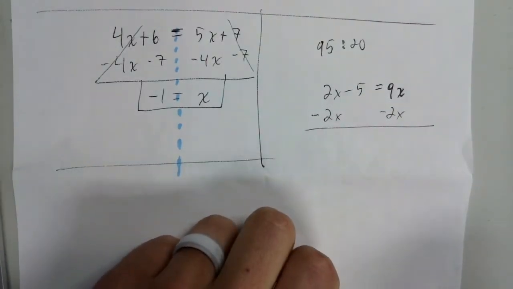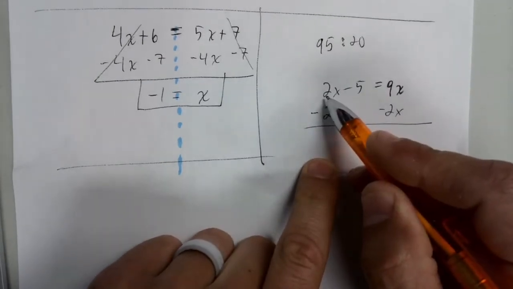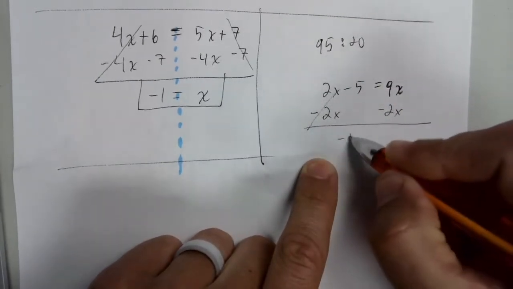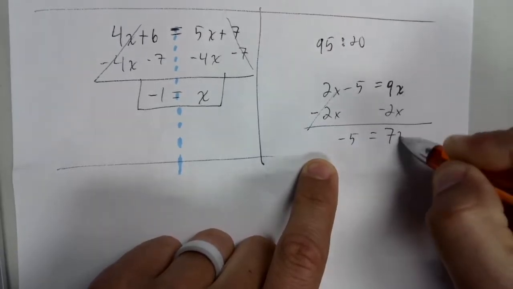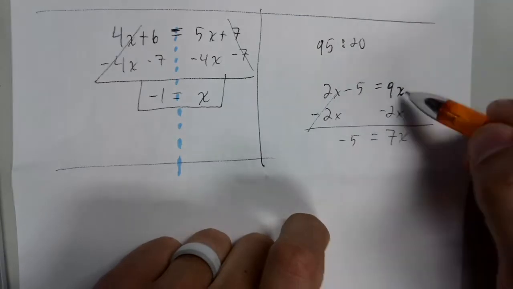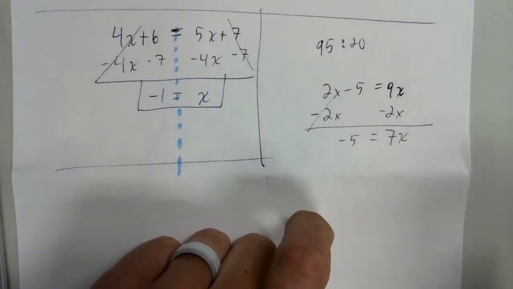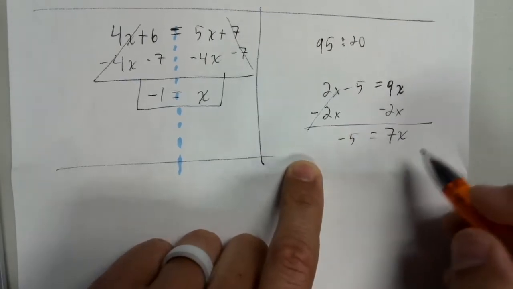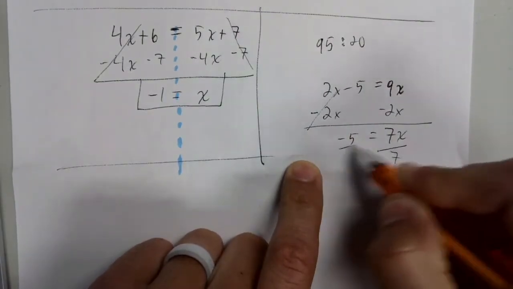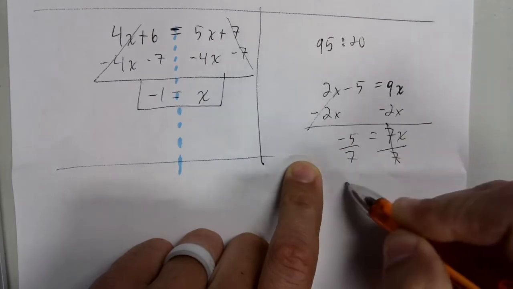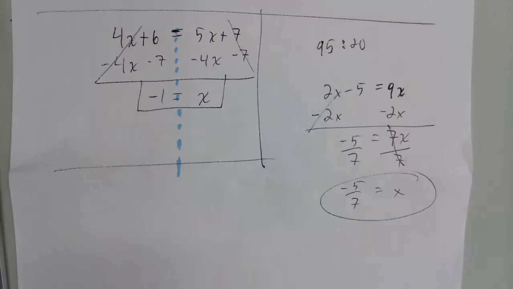Okay. Again, why do we subtract? Because this 2x was positive. So we'll cancel. I have negative 5 equals 9 minus 2 is 7 x's remaining. So I had 9 x's. If I take 2 x's away, there's only 7 left. Now it's a one-step problem. If I realize that the 7 is multiplying, I'm going to divide to cancel it out. Negative 5 sevenths equals x. Yes, you can leave it in a fraction.